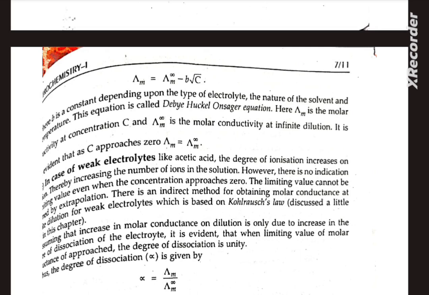There is an indirect method for obtaining molar conductance at infinite dilution for a weak electrolyte, which is based on Kohlrausch's law. Assuming that the increase in molar conductance on dilution is only due to the increase in the degree of dissociation of the electrolyte, it is evident that when the limiting value of molar conductance is approached, the degree of dissociation is unity. Thus, the degree of dissociation alpha is given by alpha is equal to Λm divided by Λm infinite.